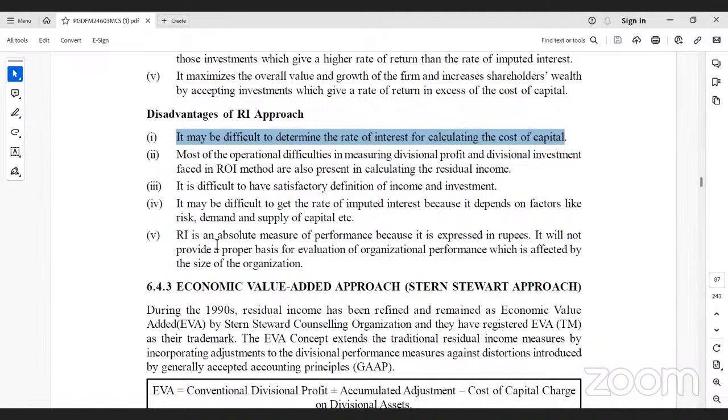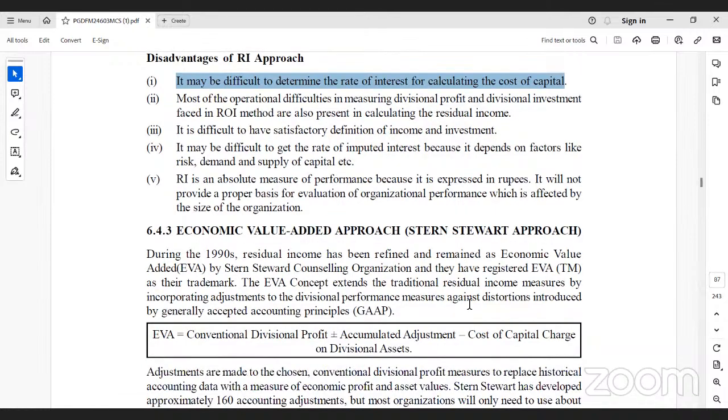And the third method is the economic value added approach, or the Stewart approach. During the 1990s, residual income was redefined and renamed as the economic value added method. This method is registered as their trademark. The EVA concept extends the traditional residual income measure by incorporating adjustments to divisional performance measures, departing from generally accepted accounting principles.